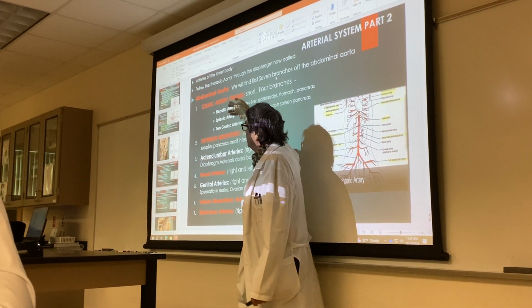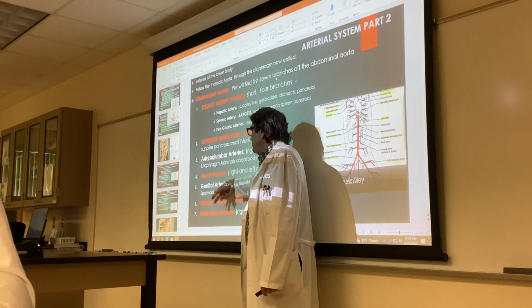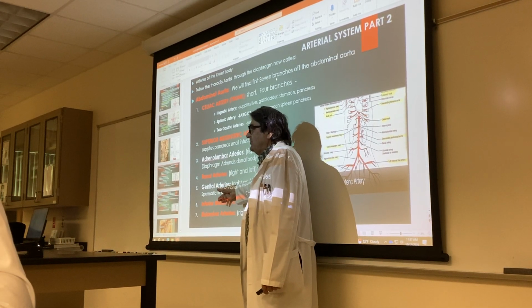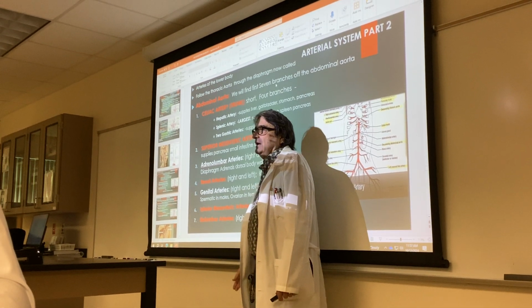But let's go back. Celiac trunk, superior mesenteric. We're going to skip over that. Renal. The genital ones, again, we'll do that in the veins. We don't do that now, but inferior mesenteric and iliolumbar.